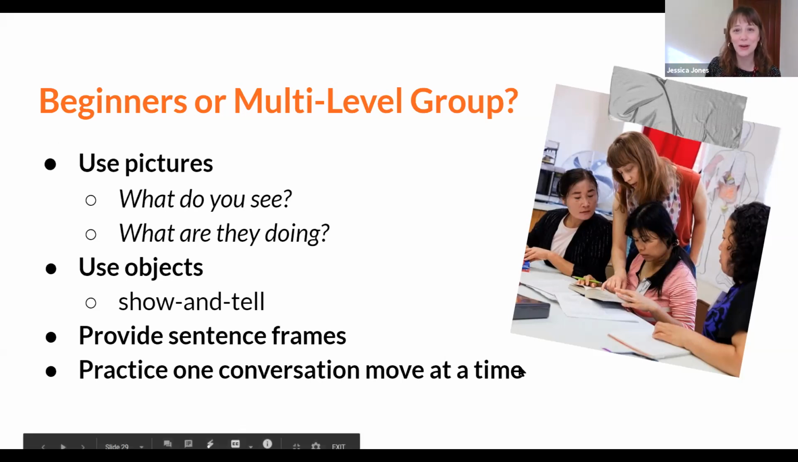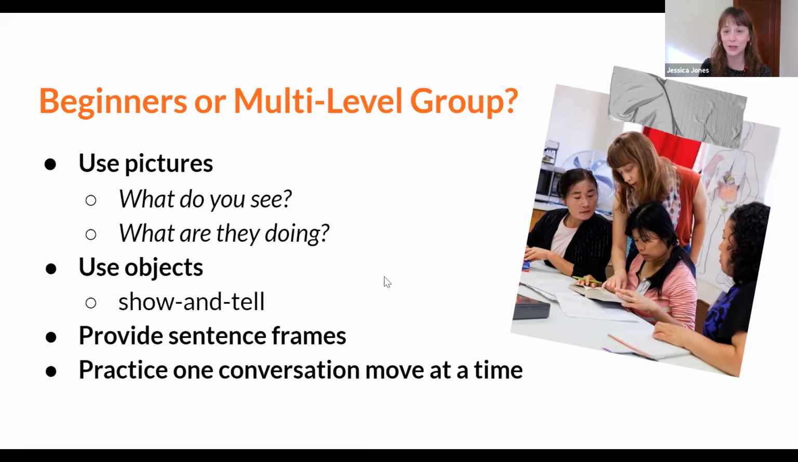Great. Yeah. Okay. So people are already starting to think about how picture prompts might be useful at even higher levels. And we're going to talk about that in a little bit. All right. So let's keep going then.